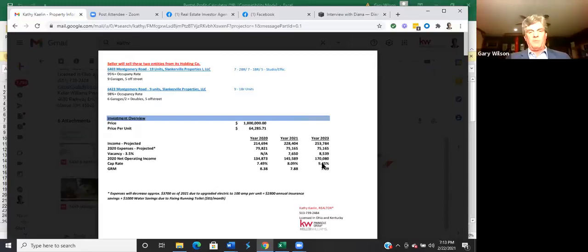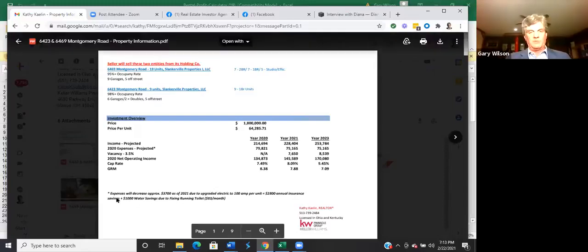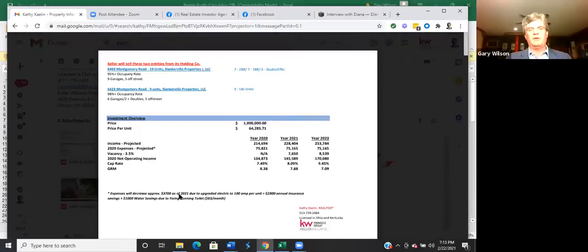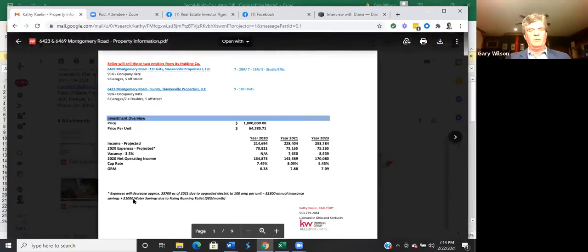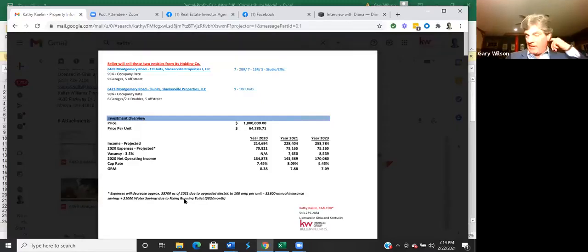There is one comment here, by the way, I should point this out. There's an asterisk that says expenses will decrease approximately $3,700 as of 2021 due to upgraded electric to 100 amp per unit. They also reduced their property insurance by $2,800 and $1,000 in water savings because they fixed a running toilet. That's $83 a month. I can see that.